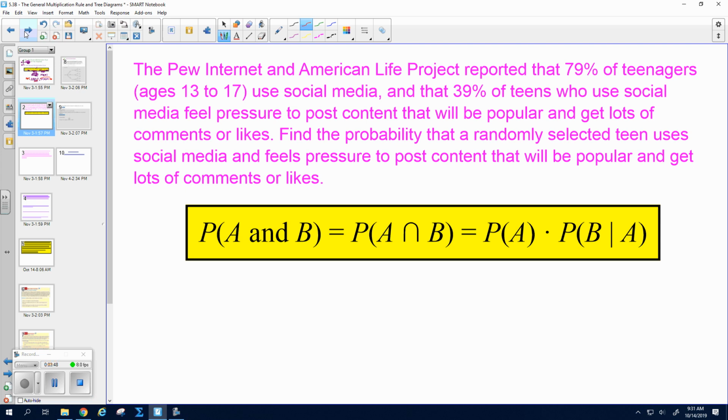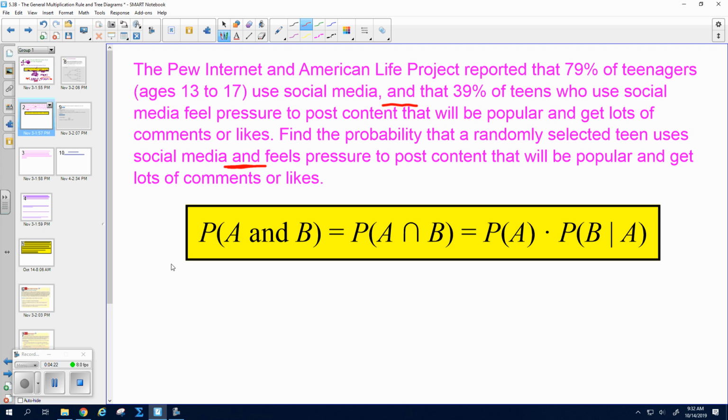The Pew Internet and American Life Project reported that 79% of teenagers ages 13 to 17 use social media, and that 39% of teens who use social media feel pressure to post content that will be popular and gets lots of comments or likes. Notice the word and instead of or, all right? Find the probability that a randomly selected teen uses social media and feels pressure to post content that will be popular and get lots of comments or likes.